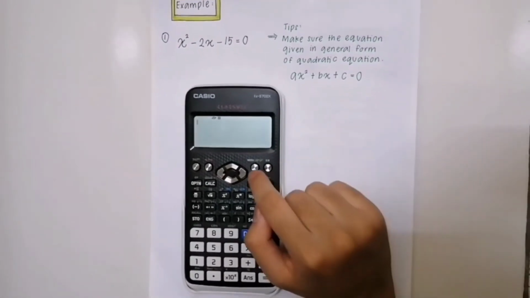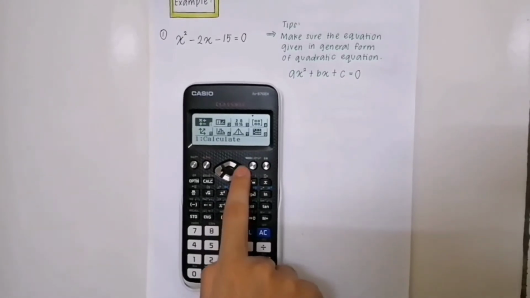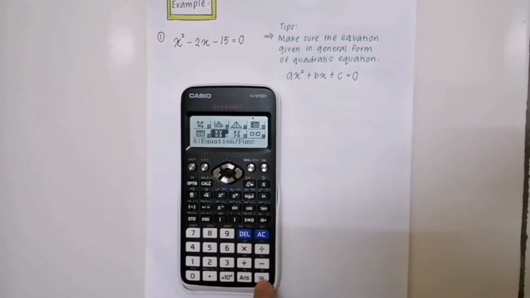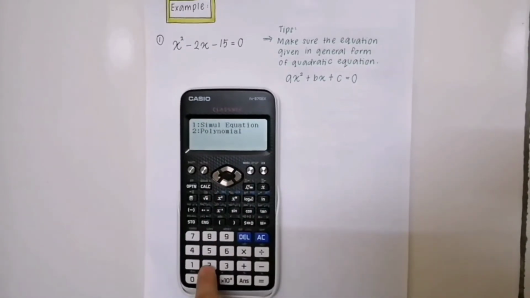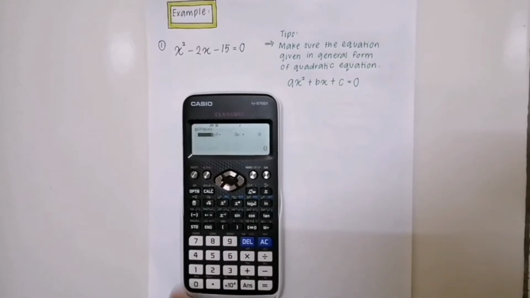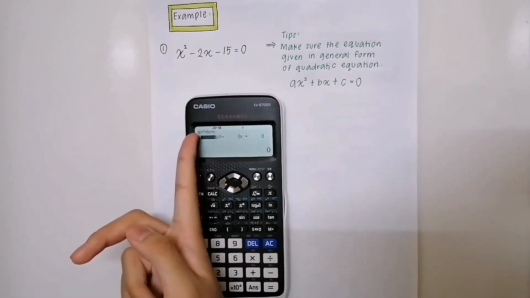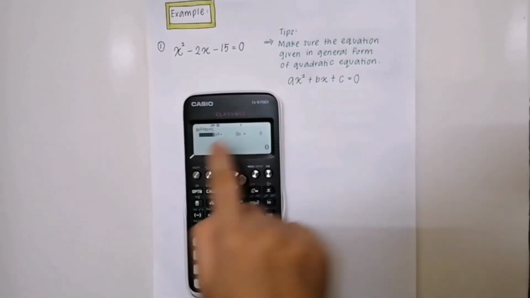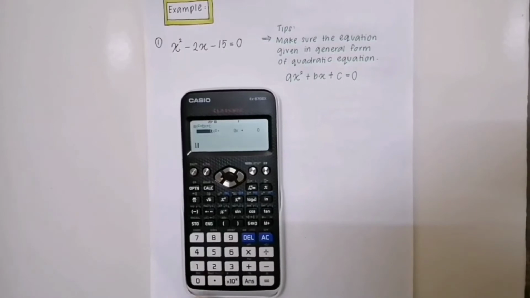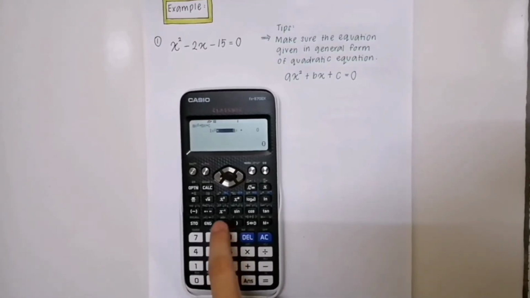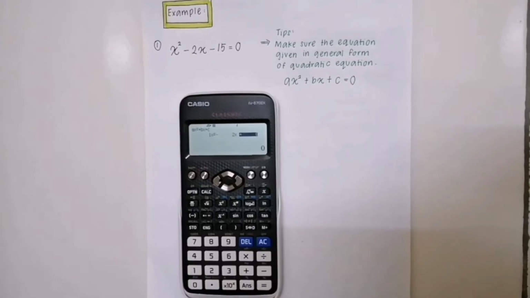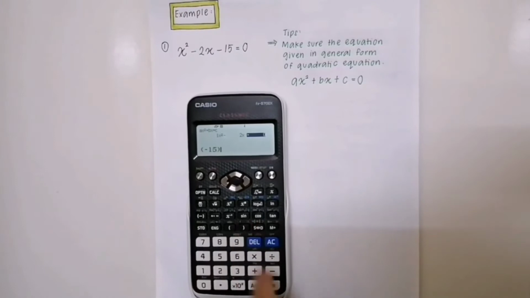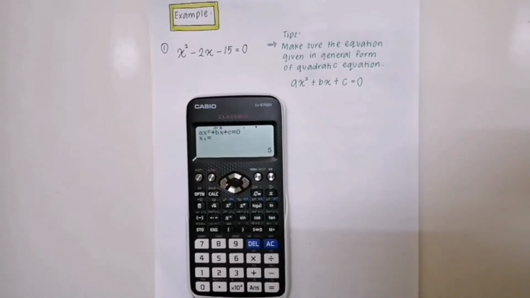First press On, then press Menu, press the right key until you find Equation slash Function, then press equals. Press 2 for polynomial, select 2, and we have the general form of the quadratic equation here. We can just substitute the values of a, b and c into the calculator. First, the value of a equals 1, press 1, equals. The value of b is negative 2, equals, and the value of c is negative 15, equals. Then press equals another time.